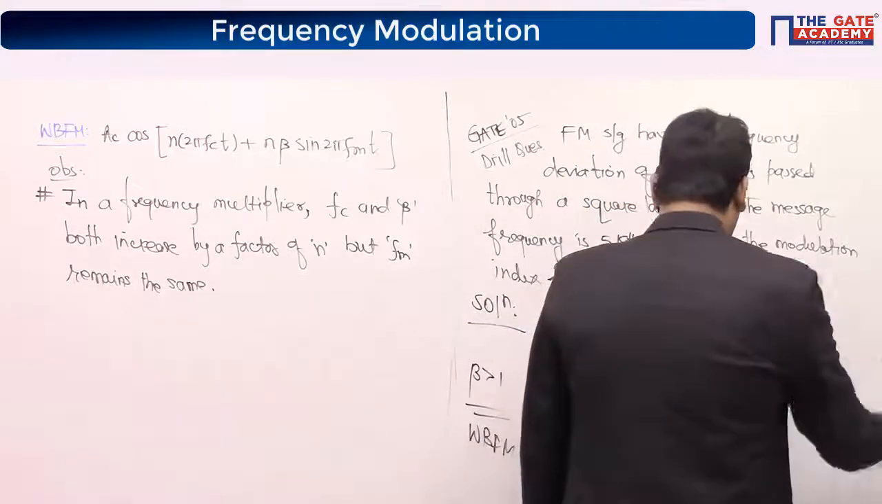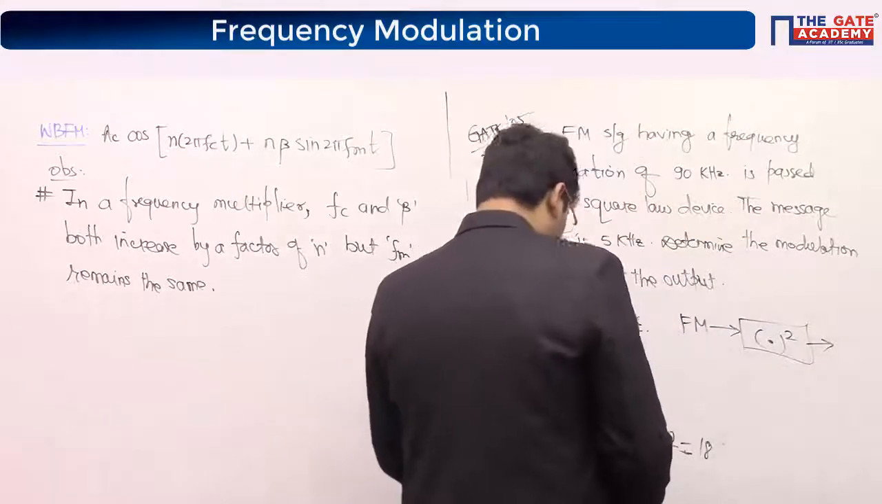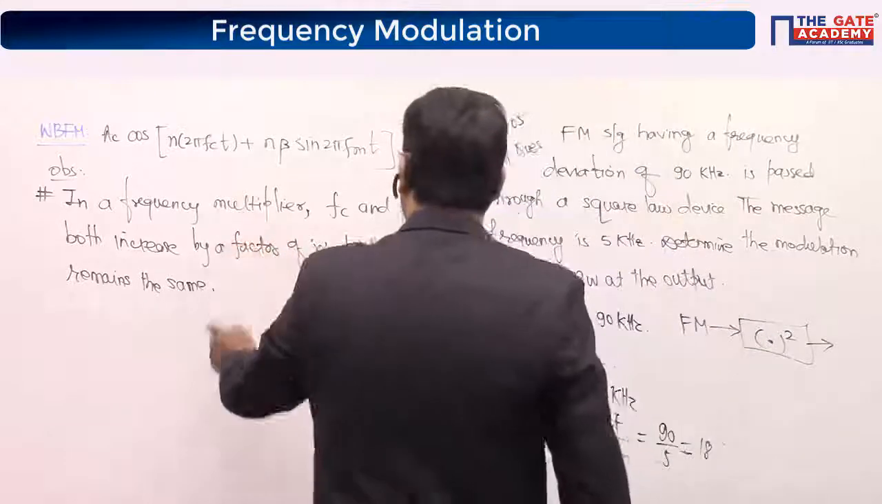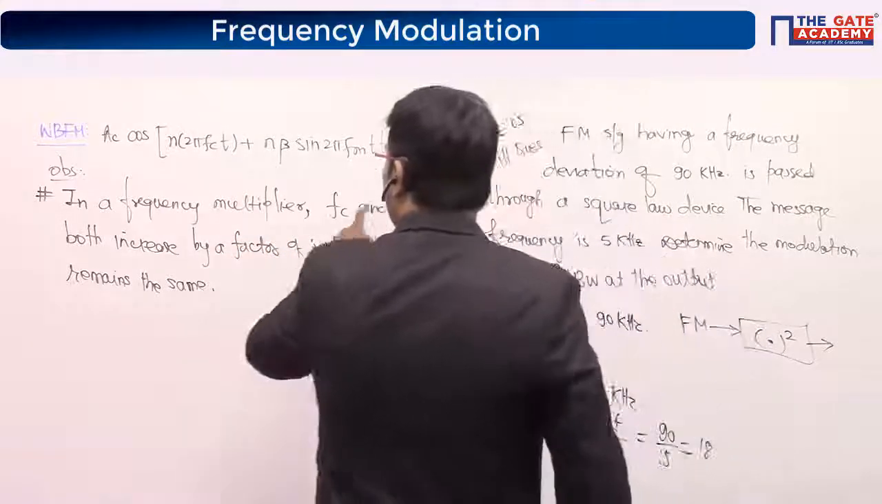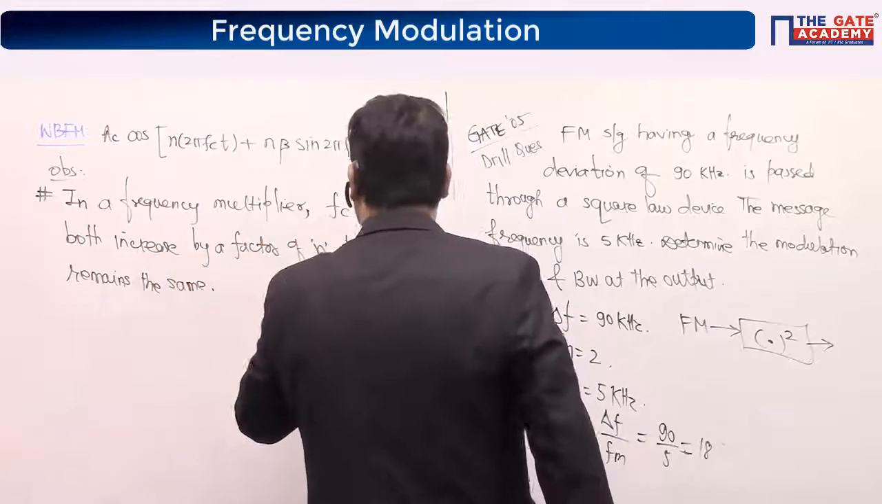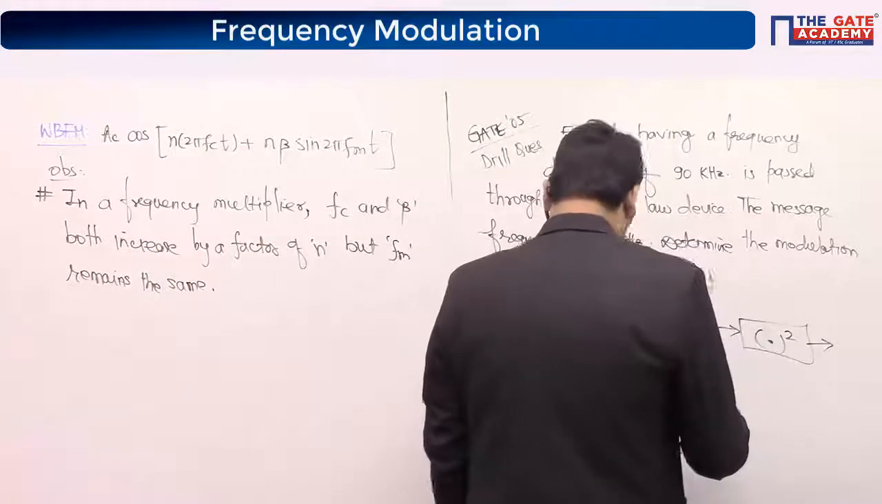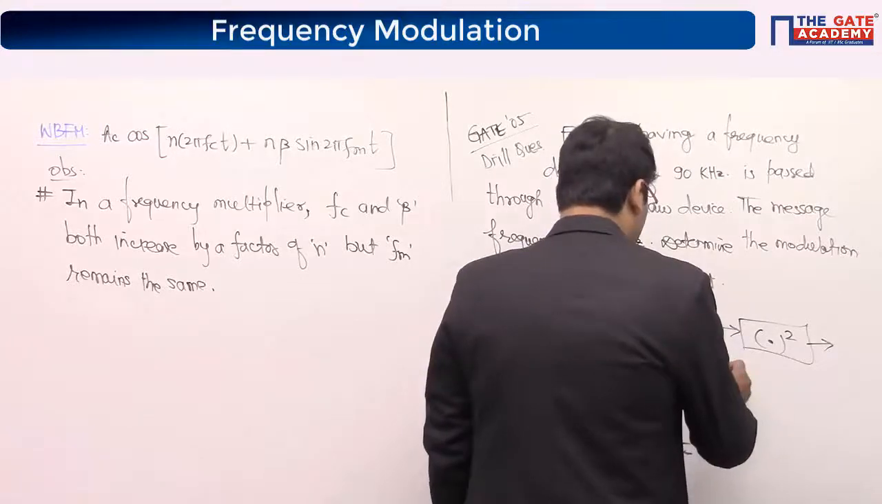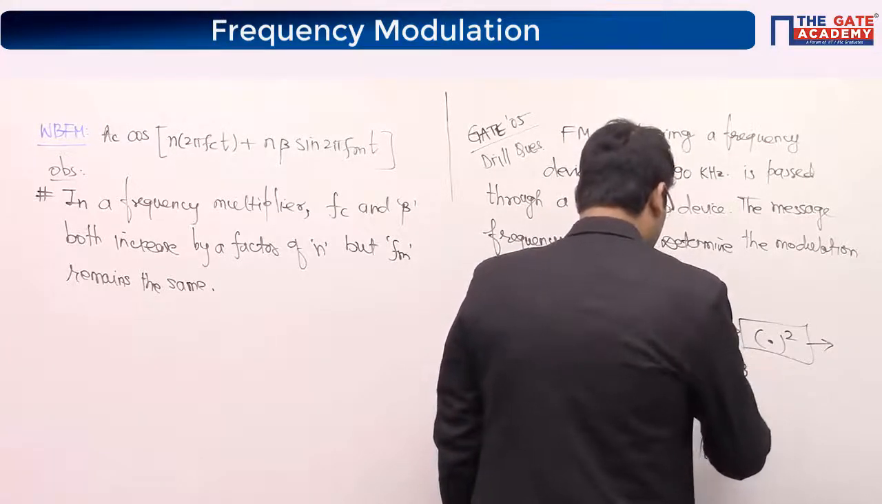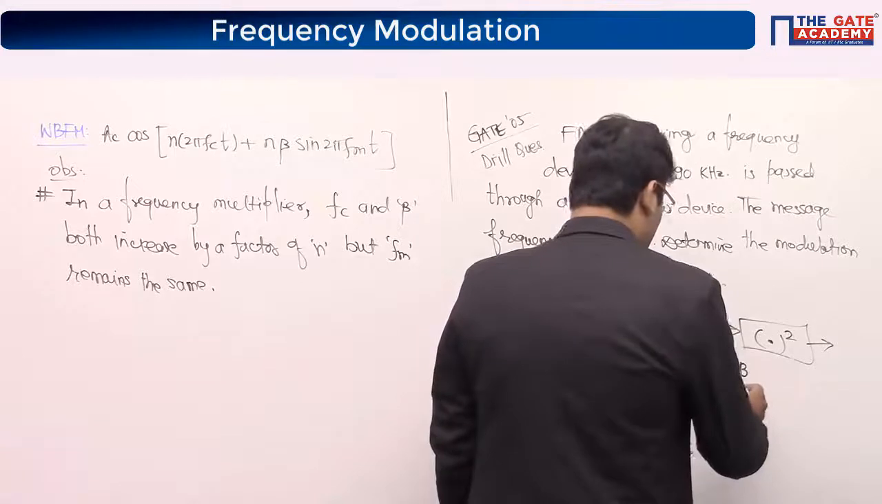Now this FM goes into a square law device. So what will be the output? You know that I told in this statement that fc and beta both increase by a factor of n, but fm remains the same. So the new beta, beta dash, will be n beta. So it will be how many times?